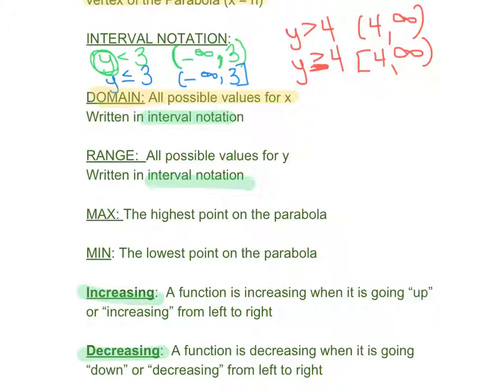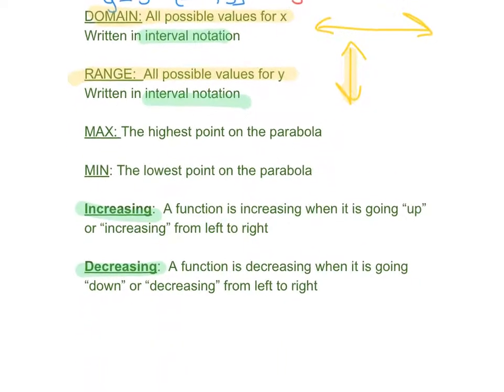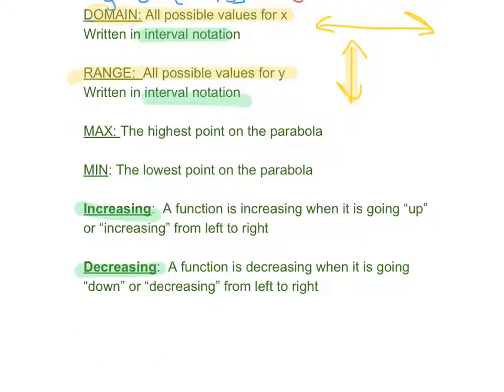And I like to think of domain when we think of x. It's basically like how it's left and right. It's how wide the graph is, as opposed to the range, which is all the values of y, like how tall the graph is, which part of it goes up and down. The max is basically the highest point on your parabola. And then the min is the minimum point or the lowest point on your parabola.